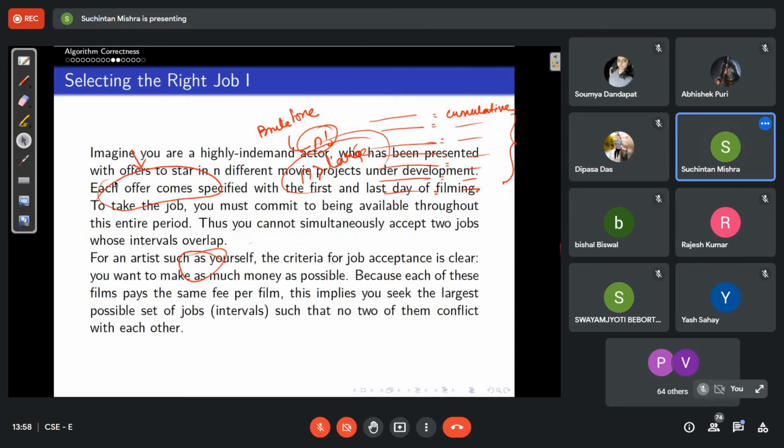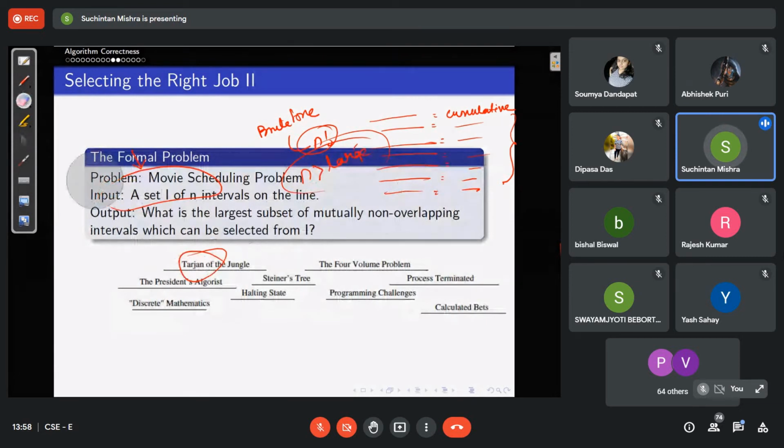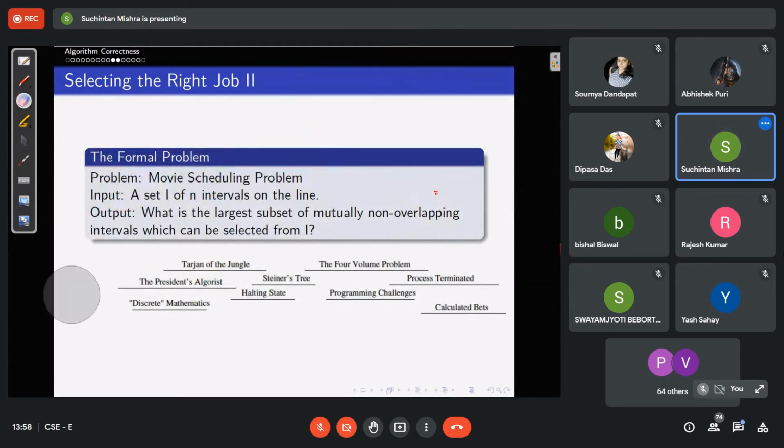Okay. Now, let us move to the second problem, which says that yes, the formal problem is movie scheduling problem. So you are an actor. And the actor has different dates. He can give a date to a film, but he cannot give dates to overlapping films. He cannot do this film at the same time because the dates are overlapping.